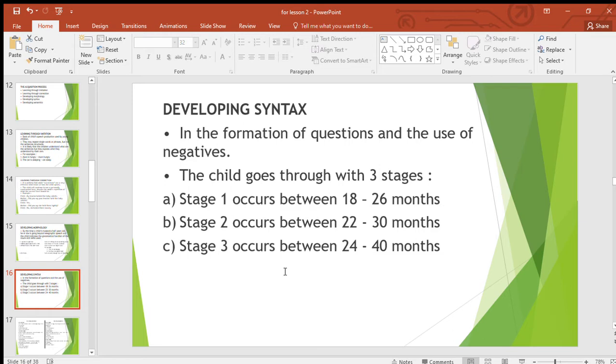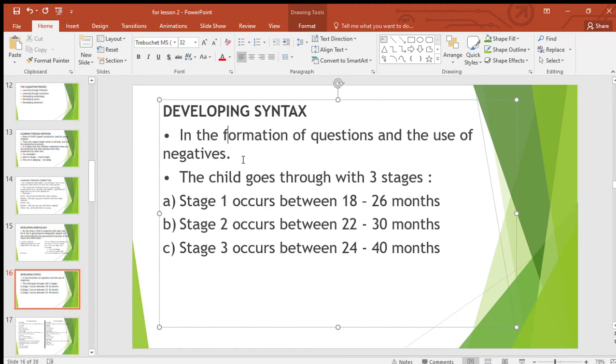Stage two, sorry, occurs between 22 to 30 months, and stage three occurs between 24 to 40 months. Usually the children only speak when they say something or when we ask them a question. Remember in the caregiver speech, frequently asked questions, that's where they imitate and get the words they learn from the usual questions that we ask them. So in this stage of developing syntax, it's their turn to develop questions and negatives as well.